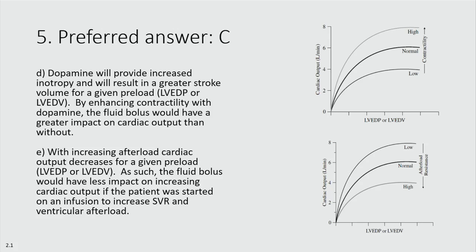Why dopamine or norepinephrine are incorrect. Dopamine will provide increased inotropy and will result in greater stroke volume for a given preload, changing the LV end-diastolic volume by enhancing contractility. The fluid bolus would have a greater impact on cardiac output than without. And E, with increasing afterload, cardiac output normally will decrease for a given preload, particularly in the immature myocardium. As such, a fluid bolus would have less impact on increasing cardiac output if the patient was started on an infusion that increased SVR and ventricular afterload.